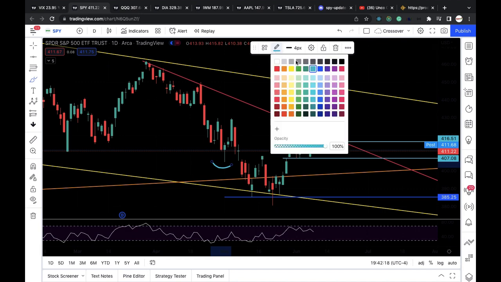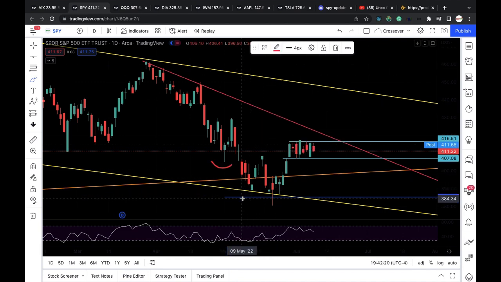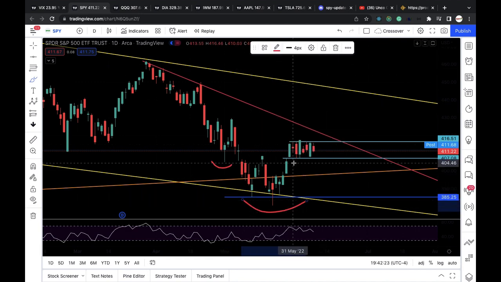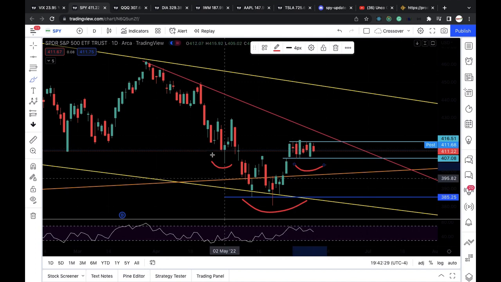Something else that I'm looking at is this inverse head and shoulders pattern. I'll change that color to red. Here's the head right here, and a potential right shoulder forming. So that's something I'm looking at. We've got this bull flag.